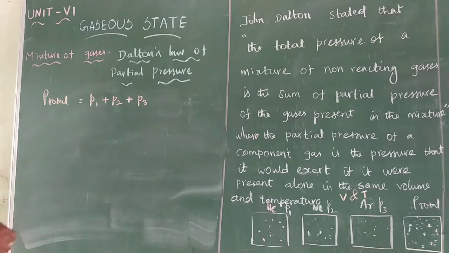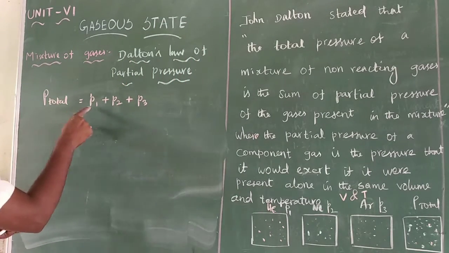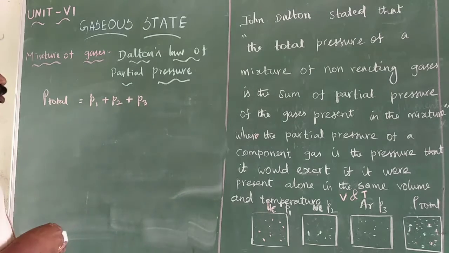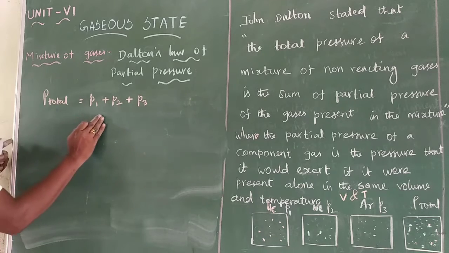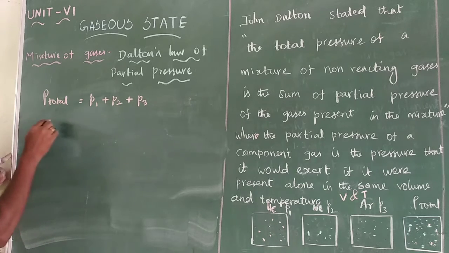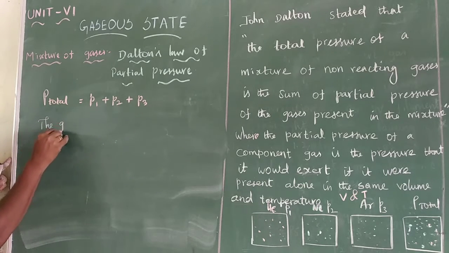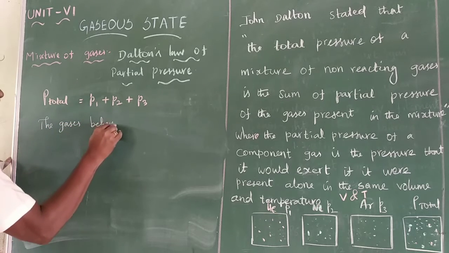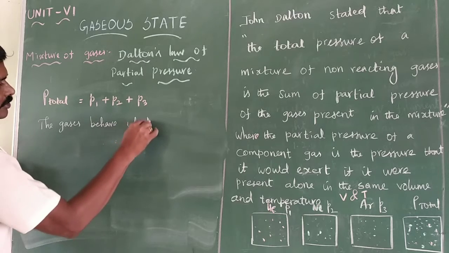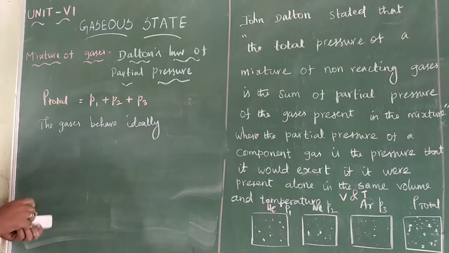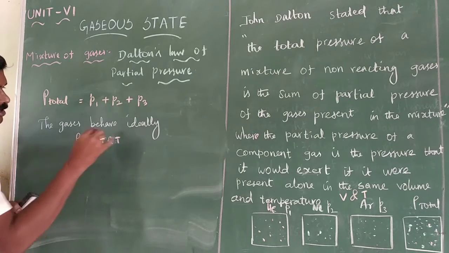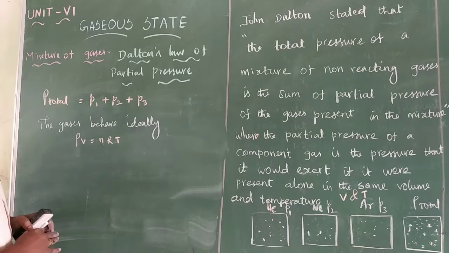Sum of the partial pressures. So P total is equal to P1 plus P2 plus P3, assuming that the gases behave ideally. The gases behave ideally, PV is equal to nRT.